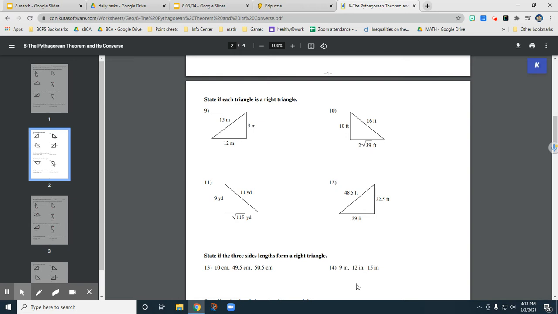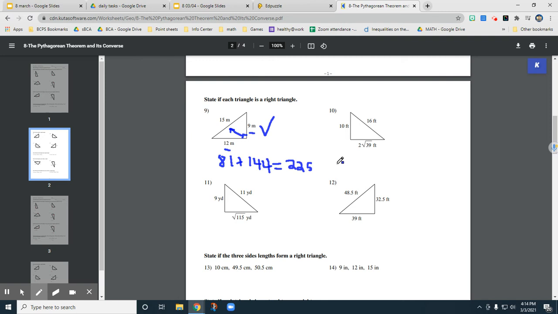So to test if it is a right triangle, we would first identify which side is our hypotenuse. Well, here's our right angle. Here's our hypotenuse. It's always opposite of the right angle, and it is the longest side. So we would square A and B, and then add them together. That gets us 225. So if 15 squared is equal to 225, this is a right triangle. Well, 15 squared is 225, so this is a right triangle.